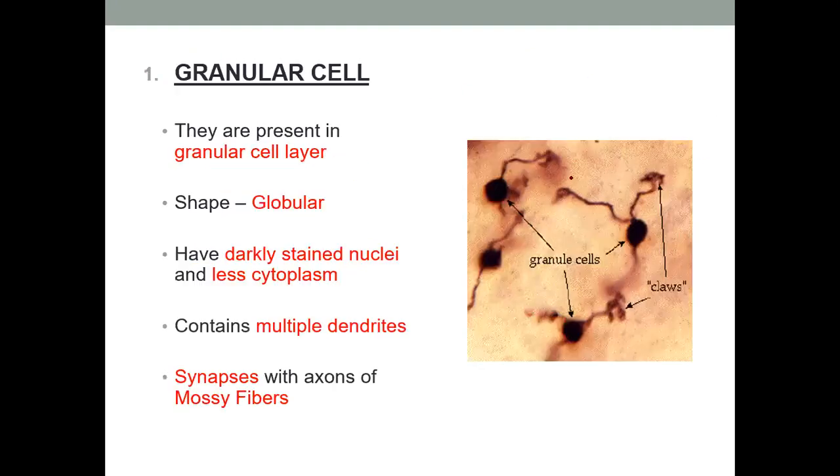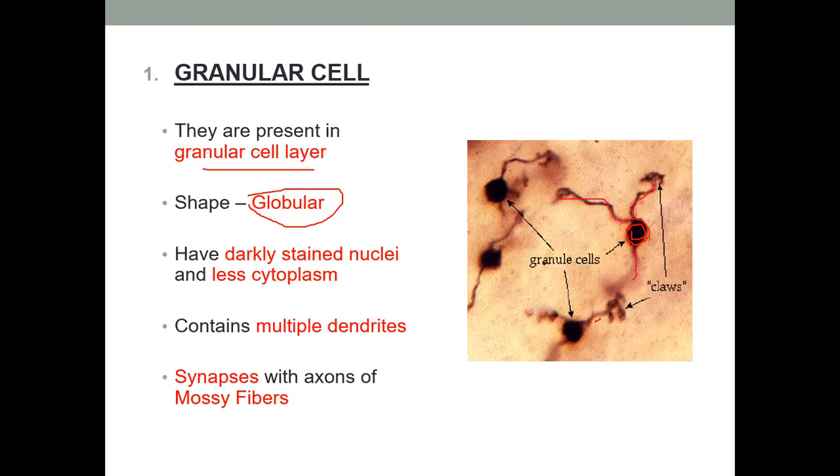So let's talk about the granular cell first. As the name suggests, they should be globular in shape. They're present majorly in the granular cell layer, which I'll tell you about later. They're darkly stained, as you can see. Why are they darkly stained? Because they have more nucleus and very little cytoplasm. This is all nucleus that you can see, with a very thin rim of cytoplasm. That's why they're darkly stained, and they have multiple dendrites that you can clearly see here. This is one dendrite, this is another dendrite, this is another.